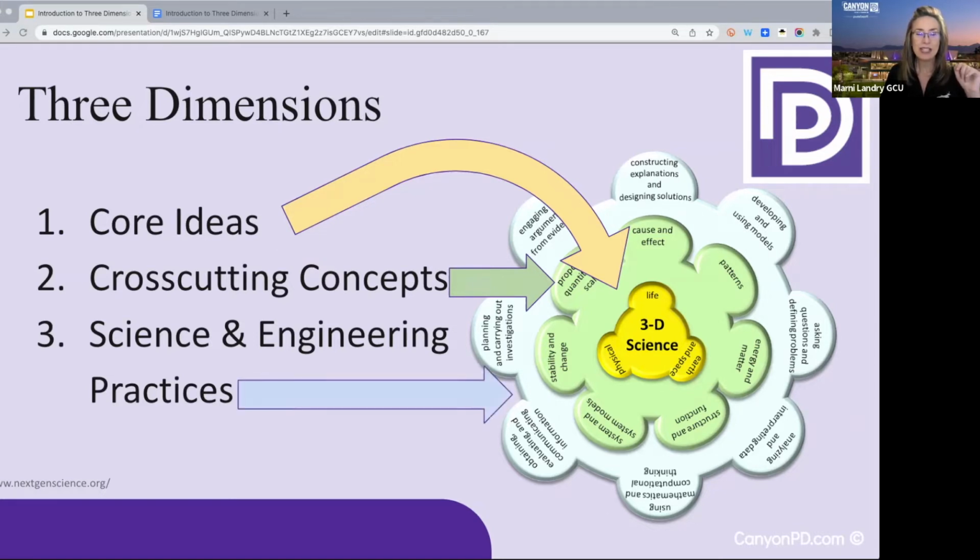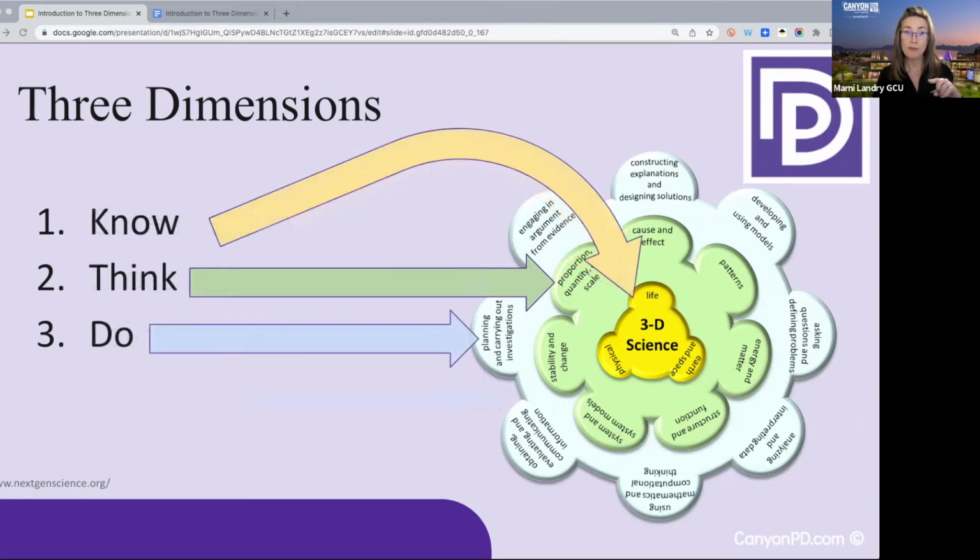And then finally, the science and engineering practices, the bottom part in blue, and there are 8 of those. It's what we're going to do with that knowledge. Another way to think about this is what we have to know, how we're going to think about it, and what we're going to do with it.